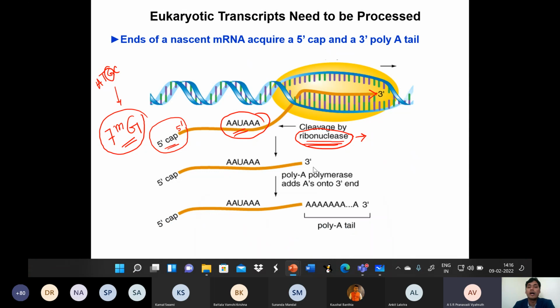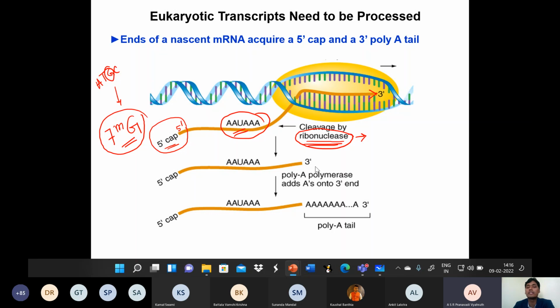Okay, you don't want to answer questions, right? So this ribonuclease is being recruited by this sequence, and then it will make a cut here. As a result of that, the synthesis of mRNA ends right here.